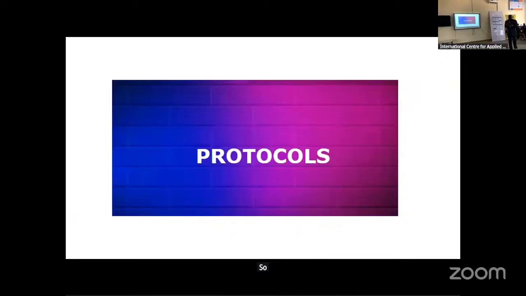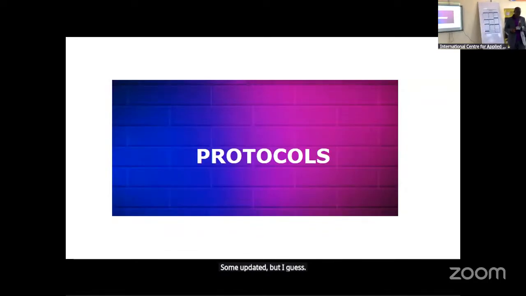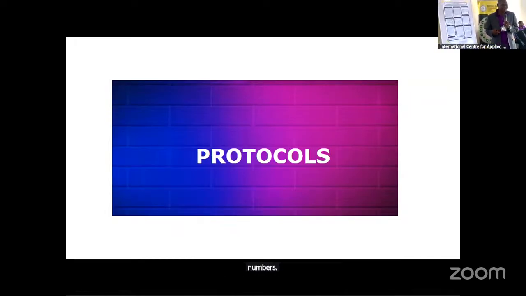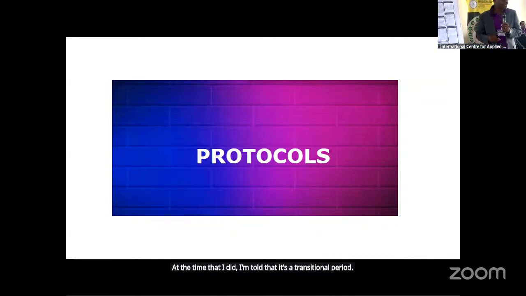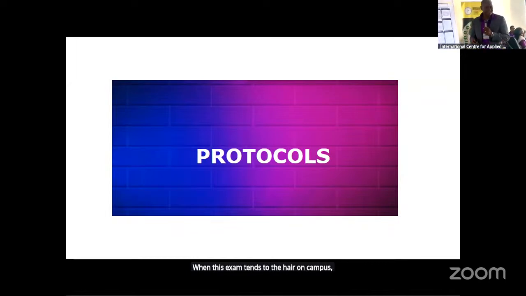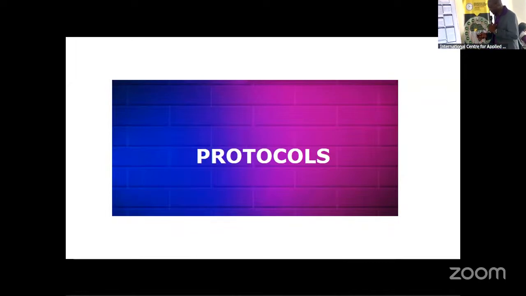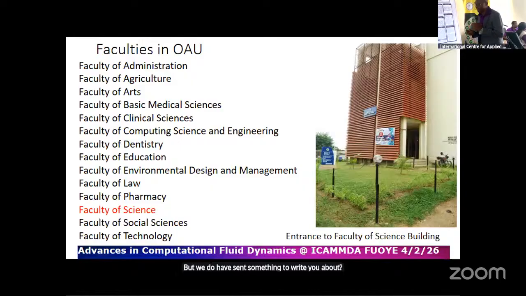So I want to really also appreciate some of the other guests outside the country and those within. I really want to appreciate the Vice Chancellor of this great university. At a time like this, I'm told that it's a transitional period. One is excited to be here on campus. I know we had the privilege to move around, but what we have seen is something to write home about. I bring the greetings from the Obafemi University.